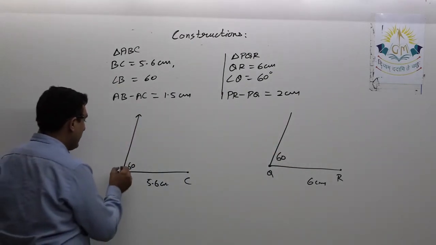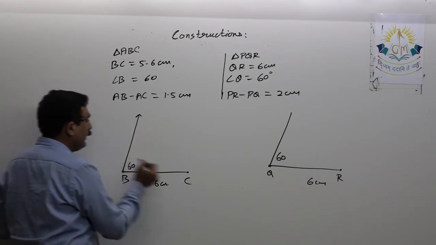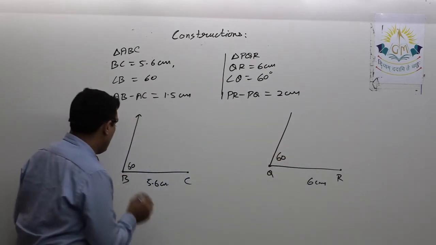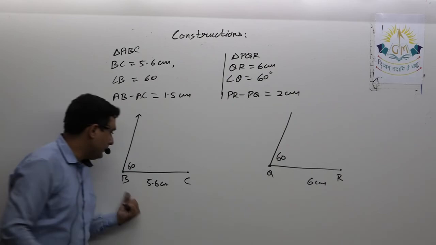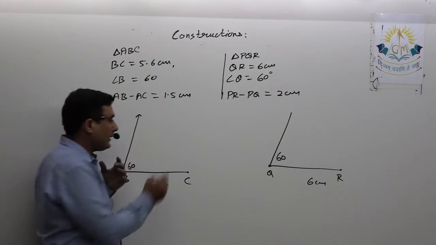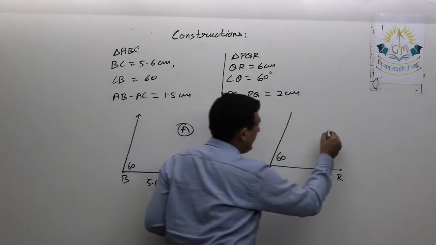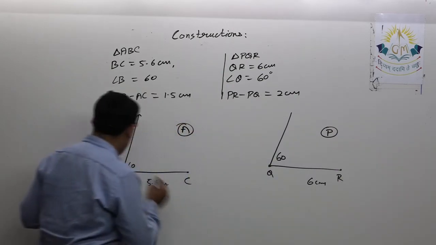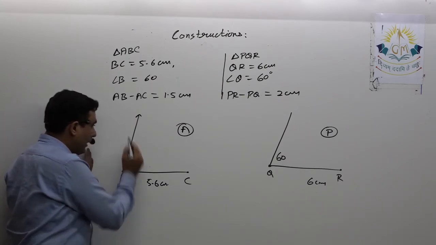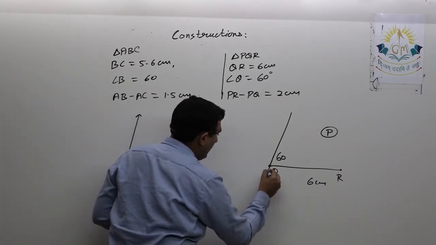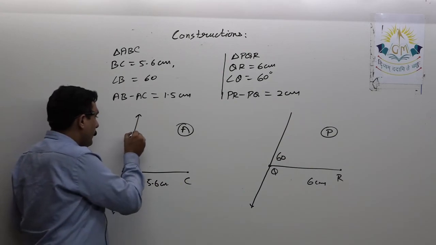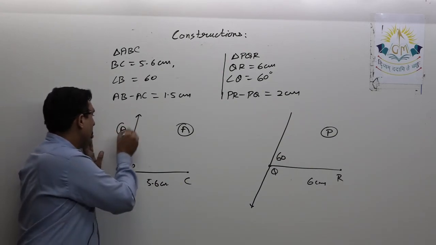Now the only thing is whether I have to draw the arc above the base BC, or above the base QR, or below them. So for that, see, in this triangle these 2 points I already have. What is the remaining point of the triangle? That is A. And over here the remaining point is P. So point A will come on this ray only, either above or below. Similarly this point P is going to come on this ray, either above or below.